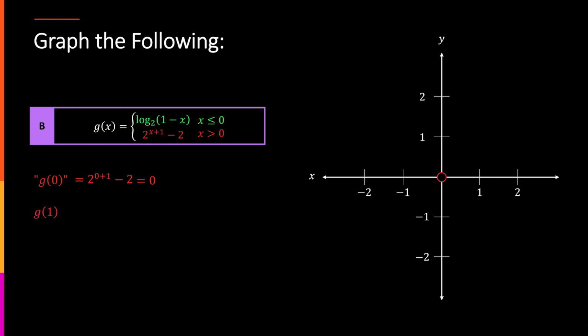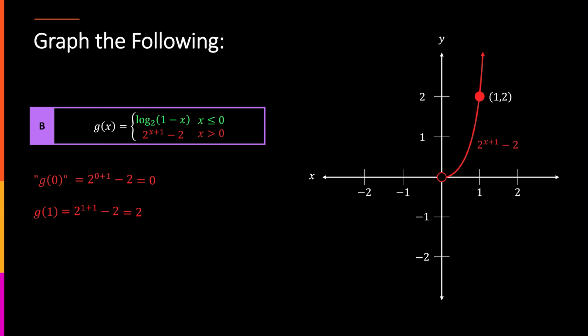And again, if I'm not sure what this thing looks like, I could plug in another value to the right, say 1. That would get me 2 to the 1 plus 1 minus 2. So that would be 2 squared is 4 minus 2. That's just 2. So then 1 comma 2, that gets me a nice closed dot up here. And this thing's an exponential, so it's going to go up and away, right? So that's the right-hand side.